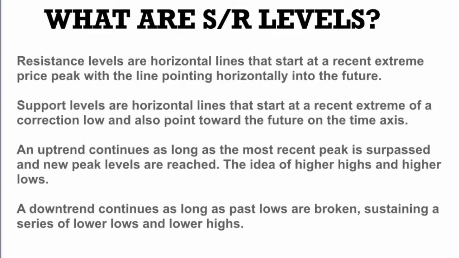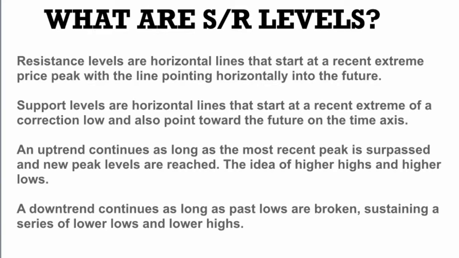Resistance levels are horizontal lines that start at a recent extreme peak, with the line pointing horizontally into the future. Support lines are horizontal lines as well that start at a recent extreme low of a correction and also point towards the future on a time axis. Now, in an uptrend, this continues as long as the most recent peak is surpassed and new peaks are reached.